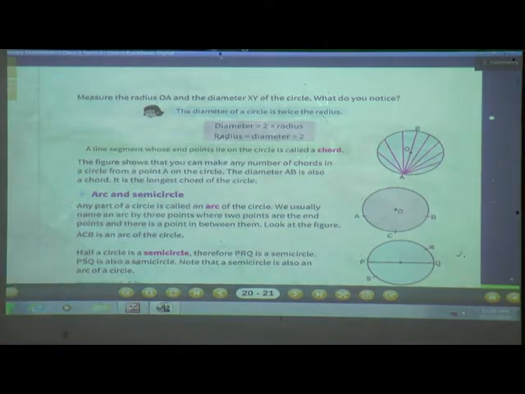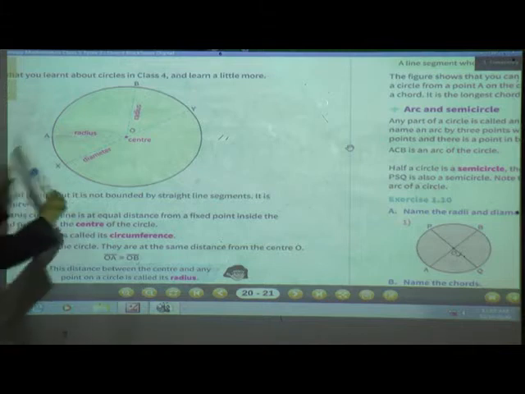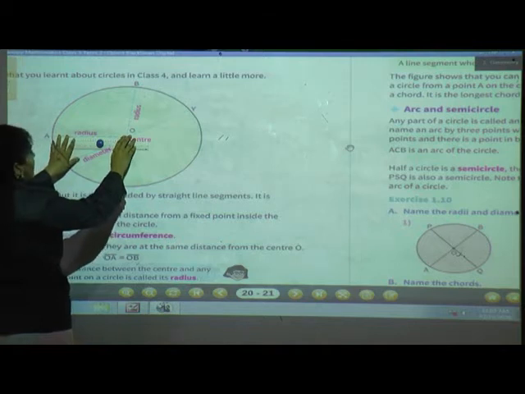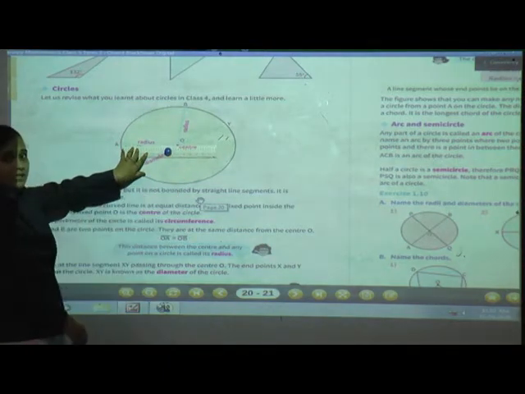Here, students, see on page number 20. Measure the radius OA. Here it is, radius OA and diameter XY. So what do you notice, students? Here it is, 10 centimeter. The radius is equal to 10 centimeter.